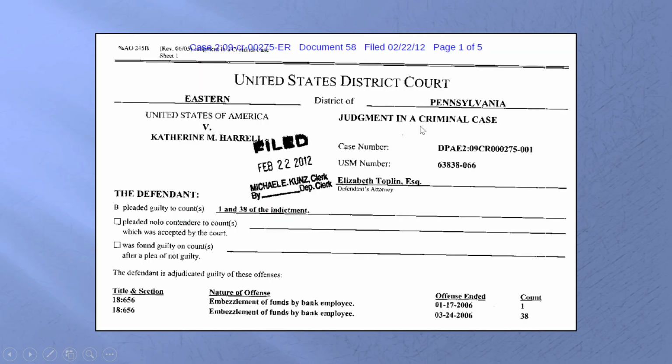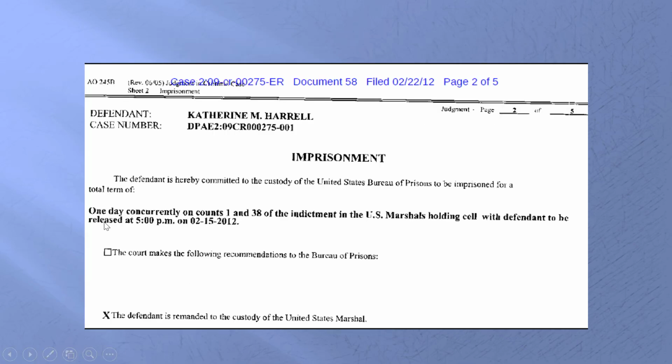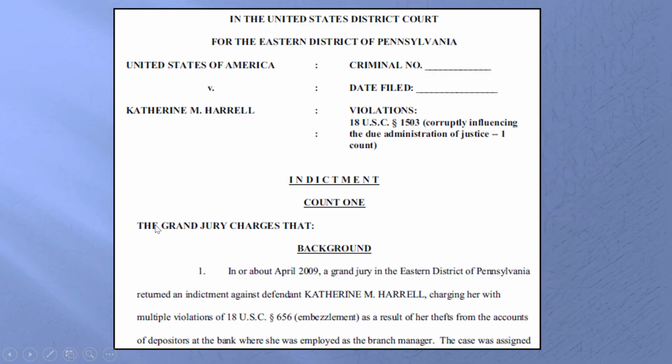Judgment in a criminal case. Embezzlement of funds by a bank employee. You will be amazed by this sentence. 1 day concurrently on all counts to remain in the holding cell till 5 p.m. That's it. But there's more. Watch this.